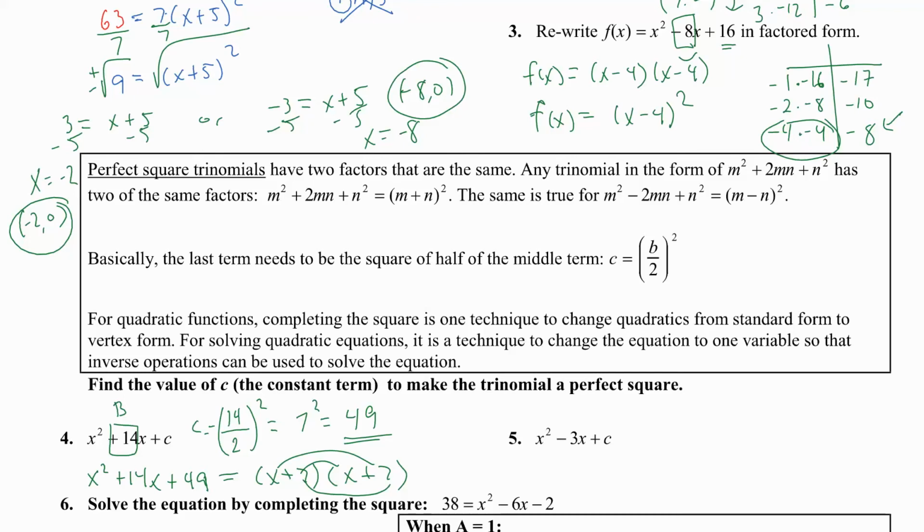So again, to find that c term, you're going to take that middle term, negative 3, divide it by 2, and square it. When we're dealing with fractions, you can just leave it as a fraction or change it to a decimal. I'm just going to leave it there. Negative 3 halves times negative 3 halves. You just multiply the numerators, 9, and then the denominators. So that's the value of c.